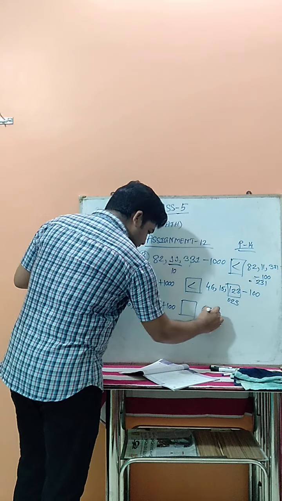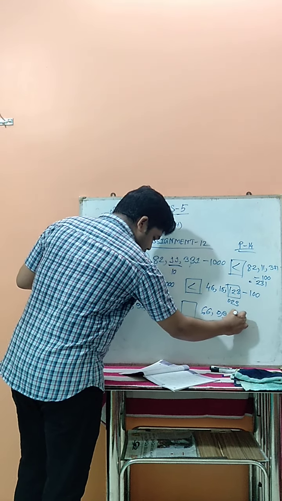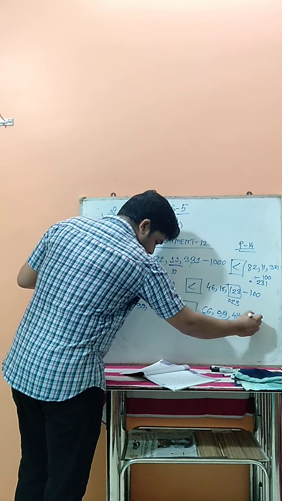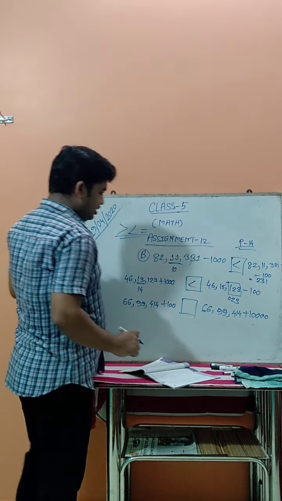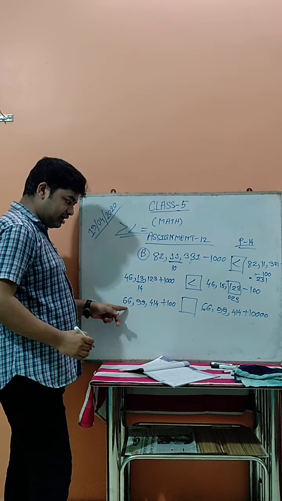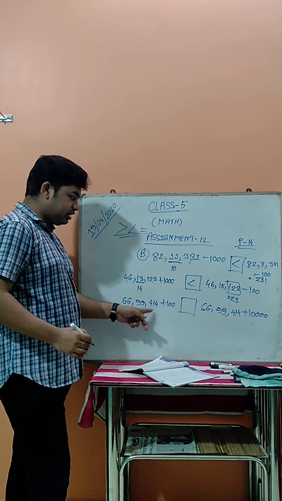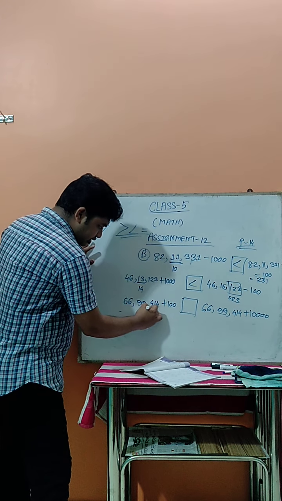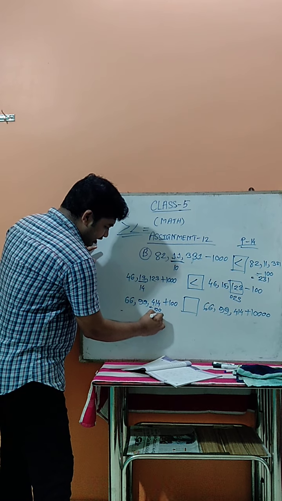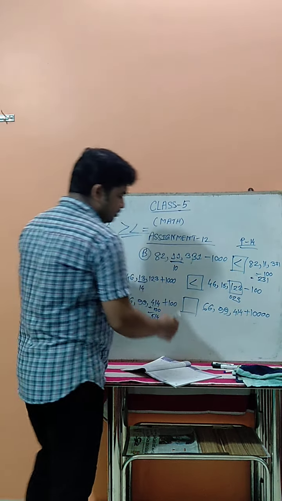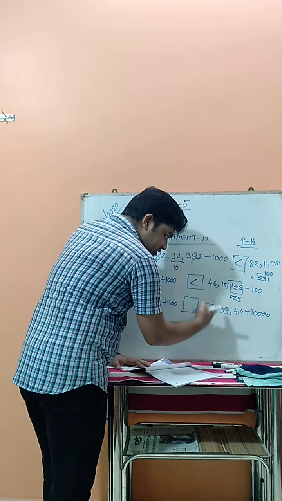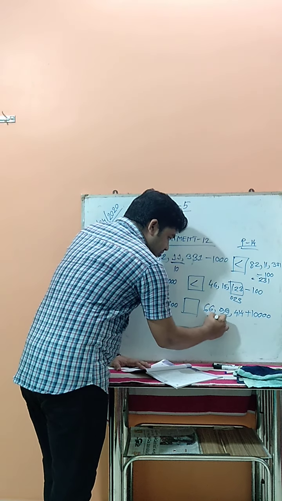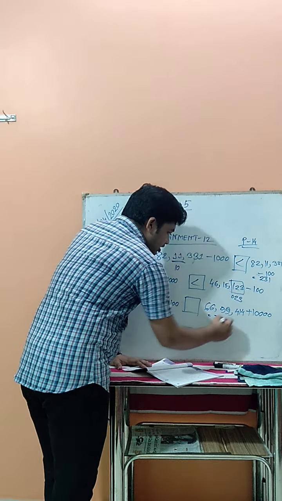That 66 lakh 99,414 plus 10,000. Okay, plus 10,000. Now see, here is 66 lakh 99,414 plus 100. Now 414 plus 100 means 514. Okay, now here you see that 10,000 means 66 plus 10,000 is 66,000 plus 10,000 means 77,000.